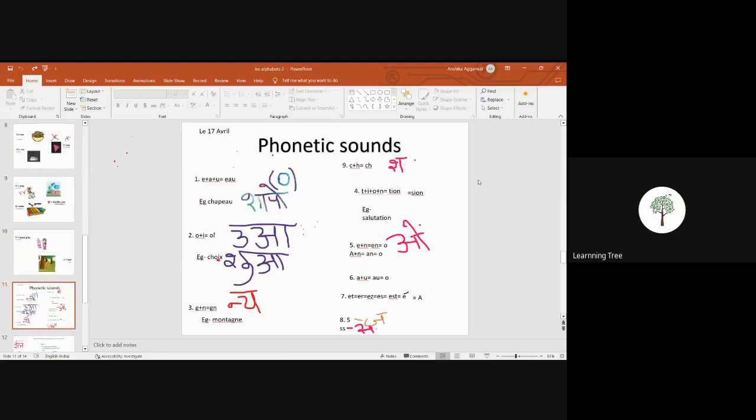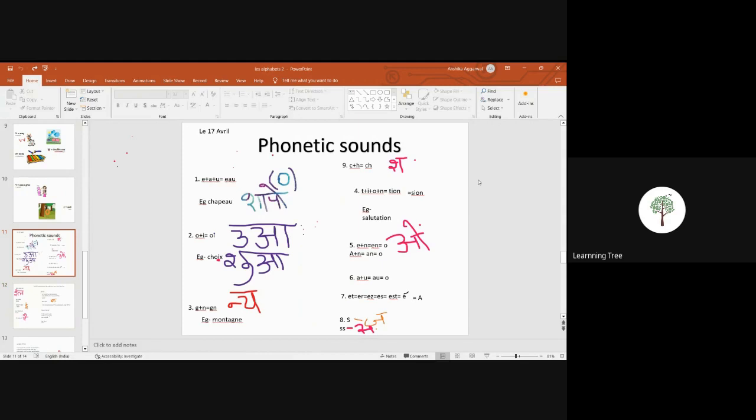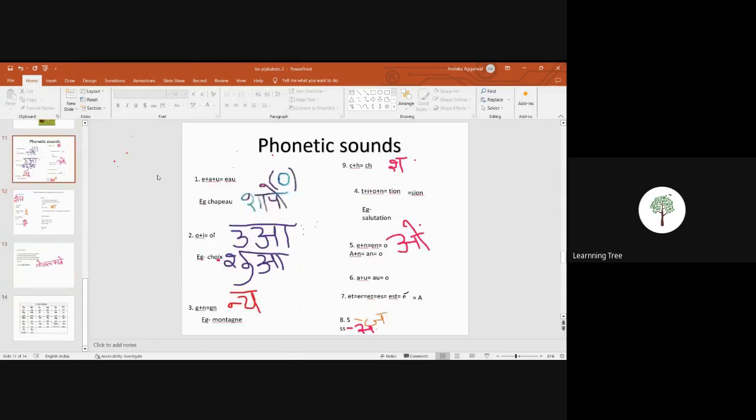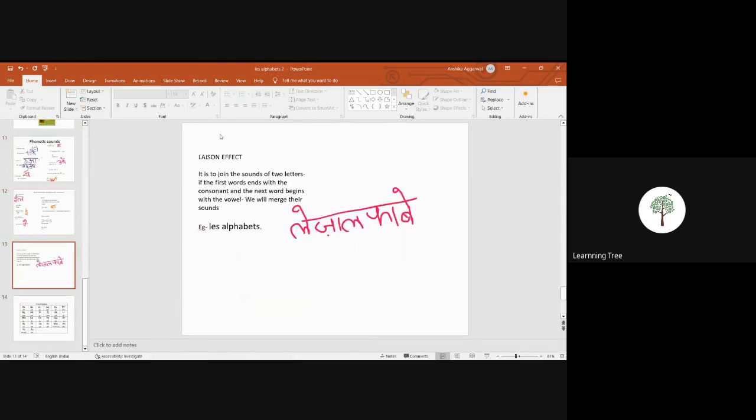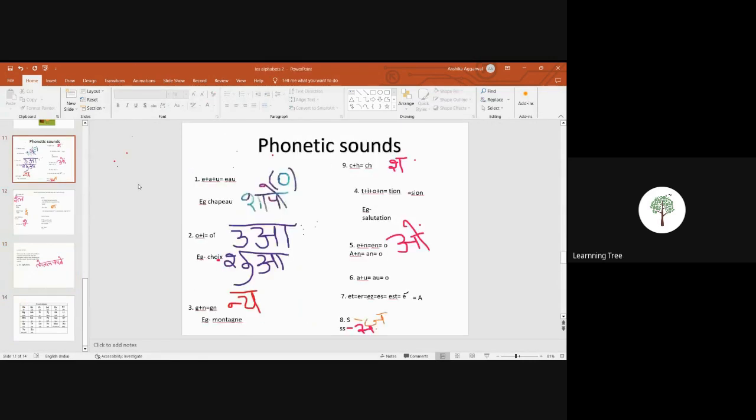Absolutely fine. Now comes the phonetic sounds. Phonetic sounds are nothing but some common sounds that are used in French that we must know. I've also written the Hindi wherever required because sometimes we cannot write the sounds in English. So I'll be just going through the phonetic sounds and one note which would be the liaison effect. Again, very important.